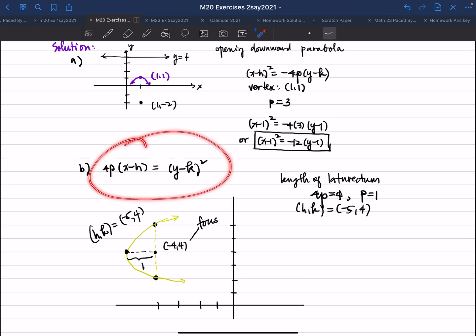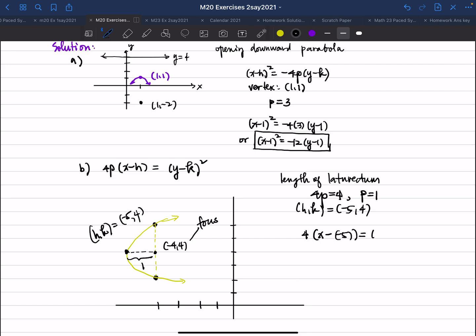So, pa-plug in na natin siya dito. 4p is 4. x minus h is x minus negative 5, so 4(x - (-5)) is equal to (y - k)^2. k is 4. Minus negative, it's a plus. So 4(x + 5) = (y - 4)^2. So, this is the equation of that parabola.